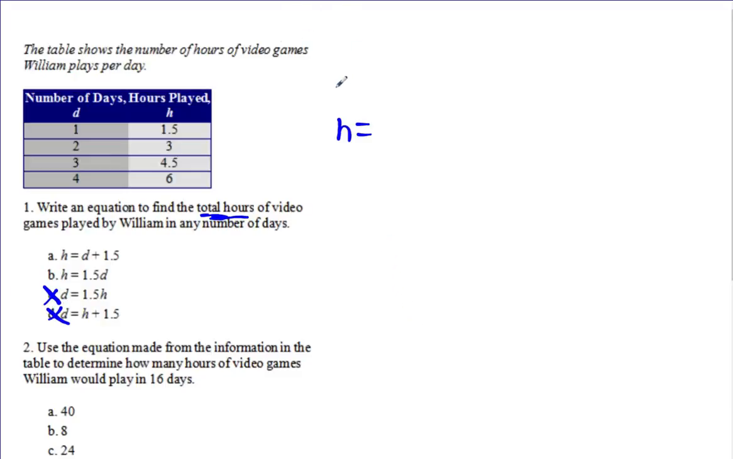And then since we put equations into this form of y equals mx plus b, the next thing we need is the rate of change. So if we look here, what is the hours changing by? That's plus 1.5, and the number of days is changing by plus 1. So our slope is 1.5 over 1, which is just 1.5.